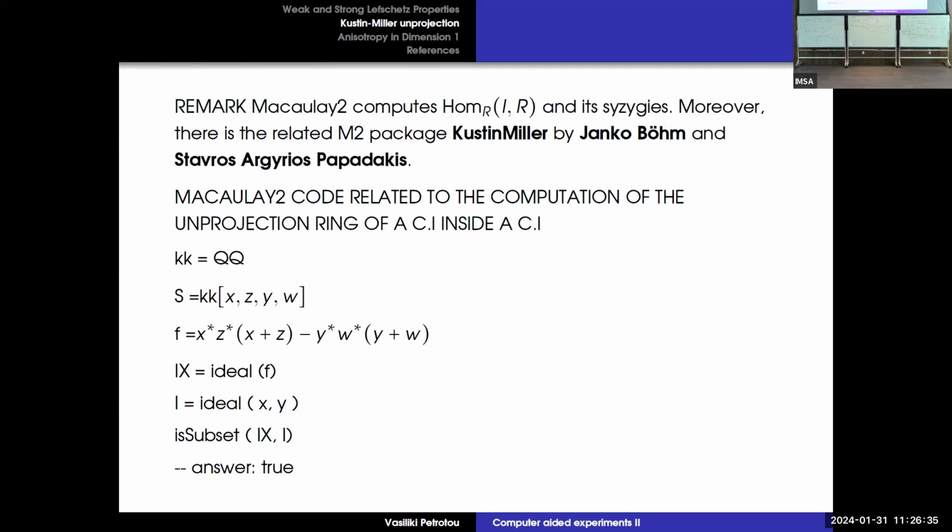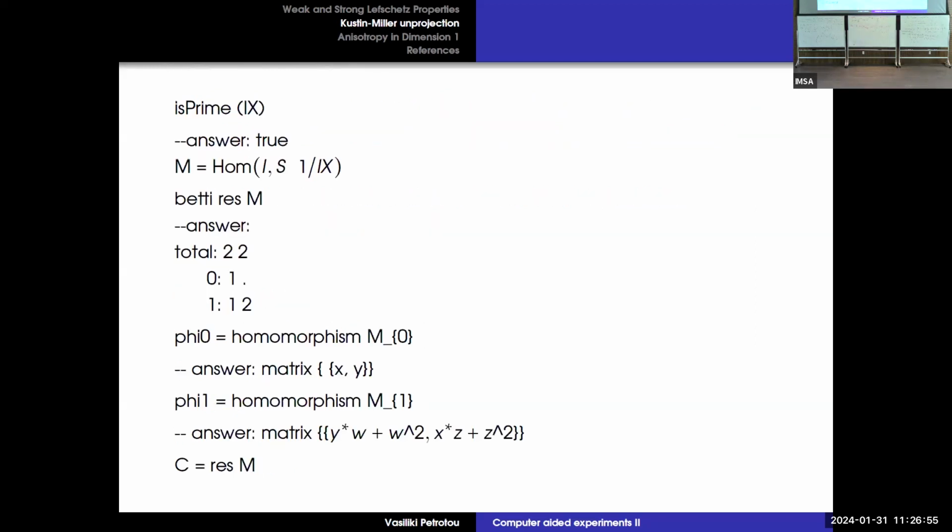The first thing that we want to check is if the ideal IX is contained in the ideal I. How can we do it? By using isSubset, IX, comma, I. Macaulay2 says that it's true. We can also check if the ideal IX is prime by using isPrime, and it says that yes, that's true. And the next step is to compute the resolution. How do we do it? We use the command res of the ideal, and this is the Gaussian. Something is missing here.